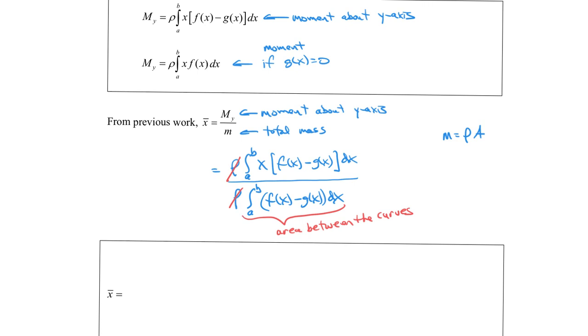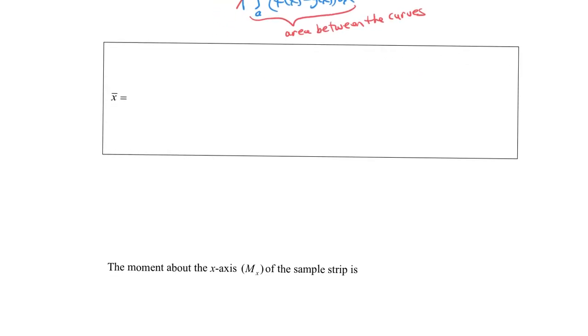So then that gives us a formula for x bar, right? Here's x bar. Looks like this. As I mentioned, some of these formulas are a little bulky. So x bar, I'll show you the long way to write it, and I'll show you how it's typically done. So it's going to be the moment about the y-axis after canceling the row. So we'll get basically what we just had above there. So we're going to get the integral from a to b of x times f of x minus g of x dx.